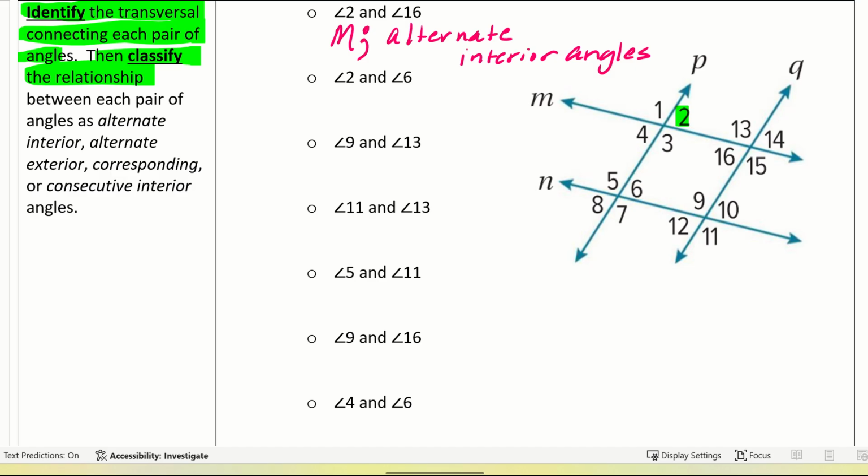2 is going to stay the same, but 2 is going to be paired up with 6 this time. And when I look at 2 and 6, the two lines I see cut by a transversal are M and N, and they're being cut by P. So this time our transversal is P. And those two angles are on the same side. So they're either consecutive interior, but they're not both interior. So they've got to be corresponding angles, which means they're in the same spot. They're both above the line and they're both to the right of the line.